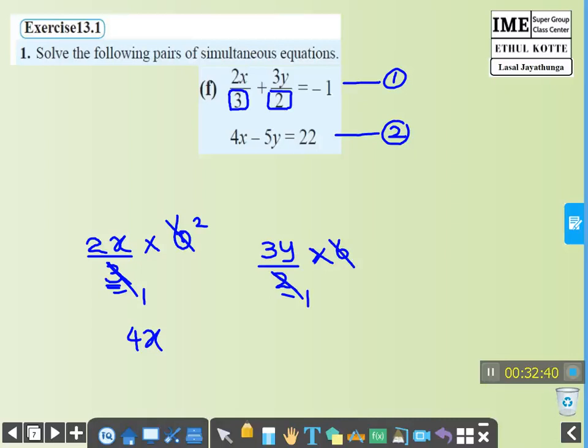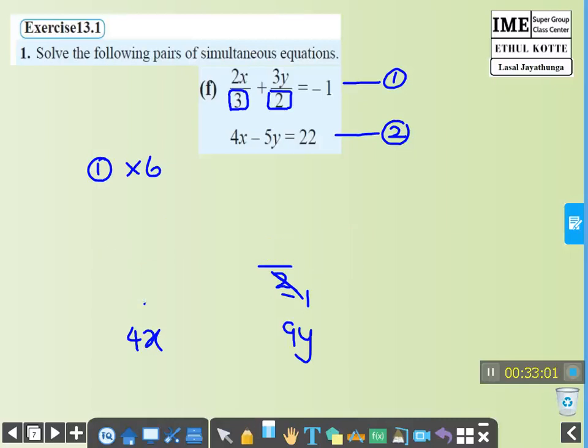Okay. Multiply by 6. 6 divided by 3 is 2, then 4x. Here when you multiply by 6, 6 divided by 2 is 3, then 9y. Yes, done. So what we'll do now, equation 1 will multiply by 6. Right.